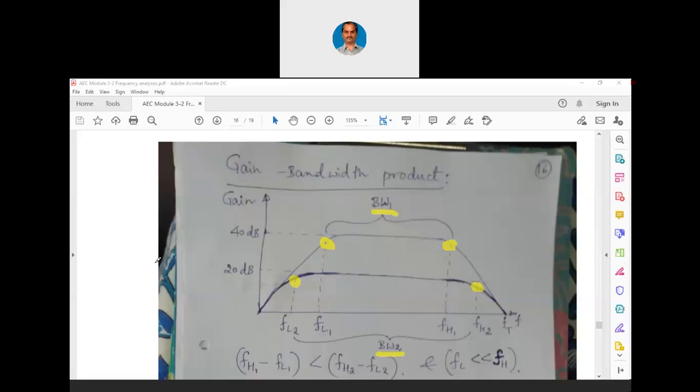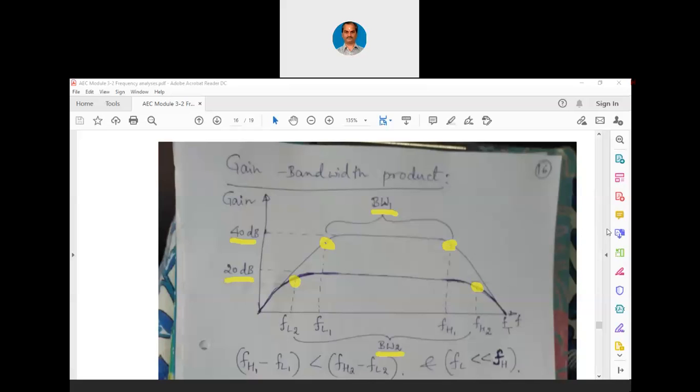So now you can see bandwidth 2 is larger than bandwidth 1. But gain 1 is larger than gain 2. That also you can see. 40 dB is larger than 20 dB, but bandwidth 2 is larger than bandwidth 1. So what does it mean? It means that when the gain is reduced, bandwidth is increased.